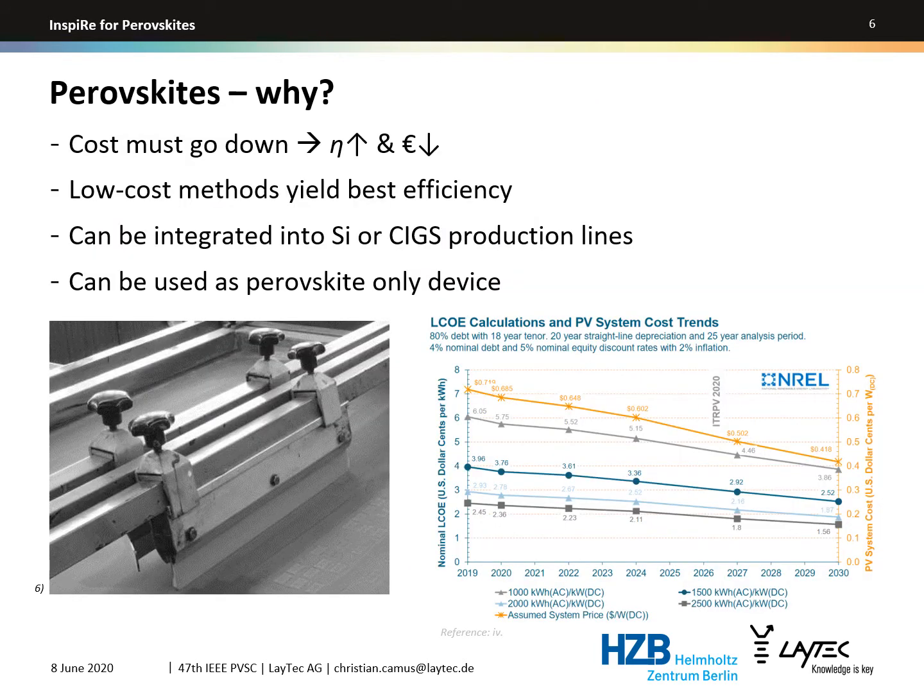At the same time, perovskite provides excellent potential for driving down PV costs. Interestingly, for this technology, the low-cost methods are actually yielding the best efficiency, which is very different to other thin film technologies or silicon. These technologies can also be very easily integrated into existing silicon or CIGS production lines, but they could also be used for perovskite-only devices. So there's huge potential also on the economical side.